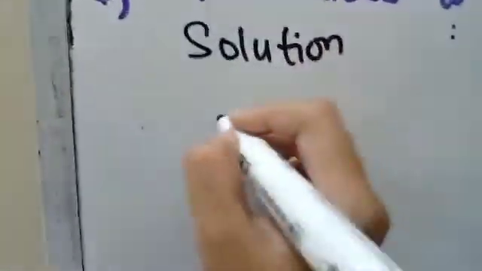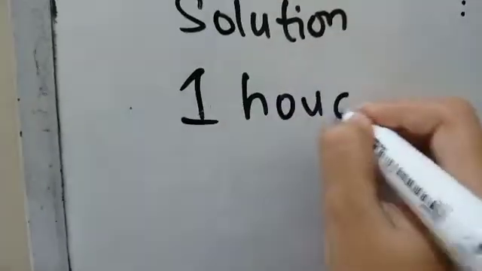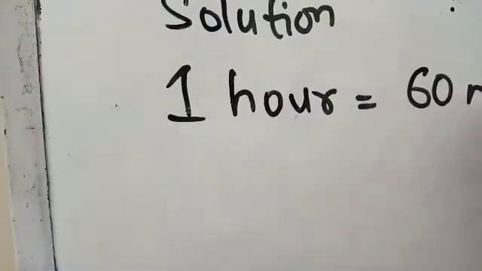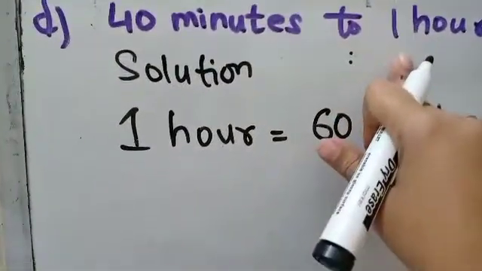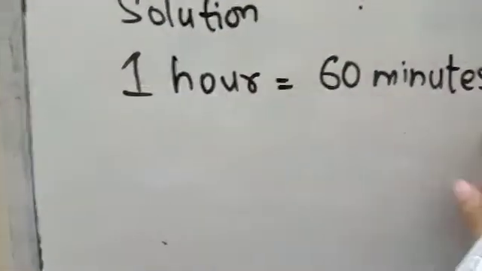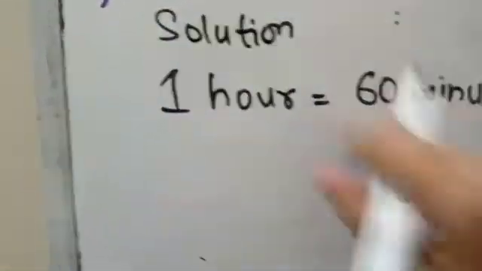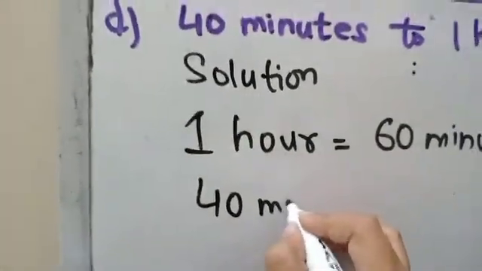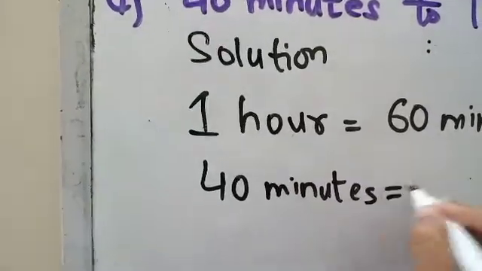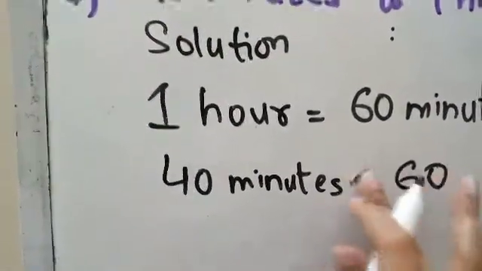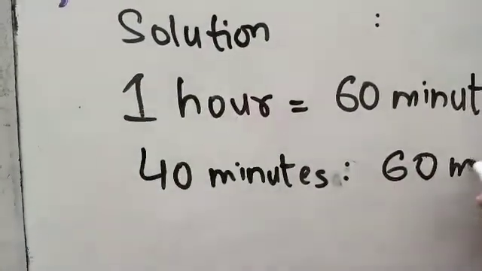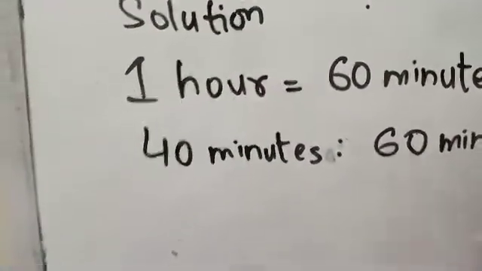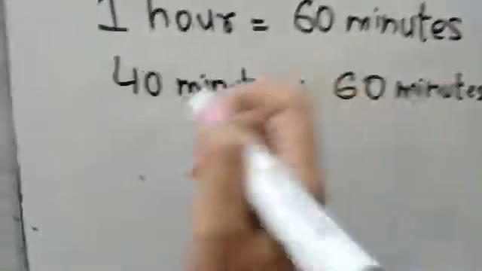So I will write over here solution and I will say 1 hour is equal to 60 minutes. Here again 1 hour is given. If here it was 2 hours, I would have multiplied in the next step, but since it is 1 hour only, it is already converted in the first step. So I will write my original question, which says 40 minutes is to 60 minutes. 40 minutes is to 60 minutes.